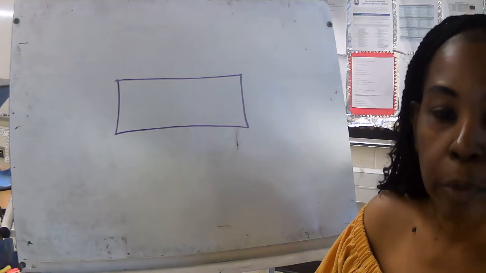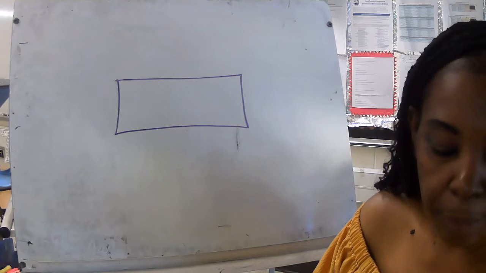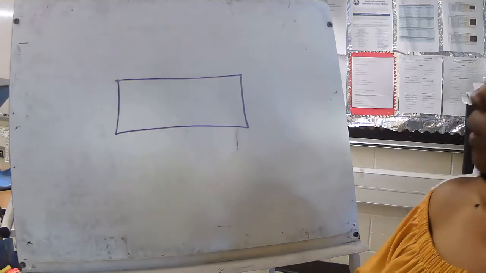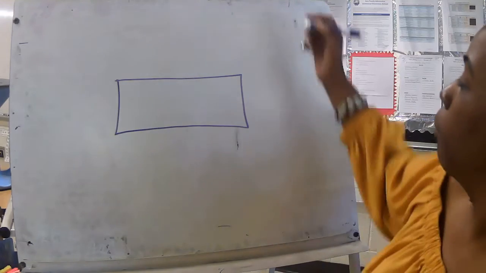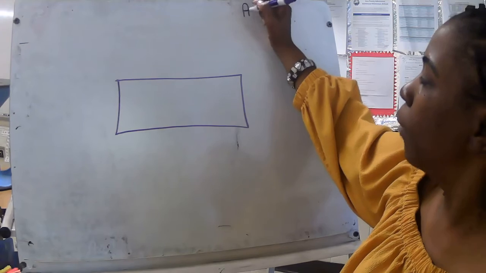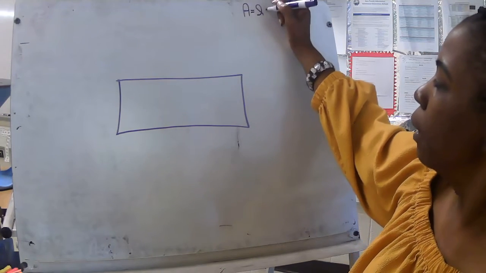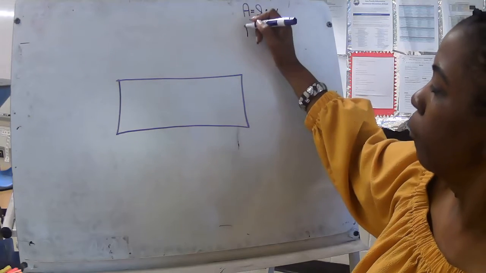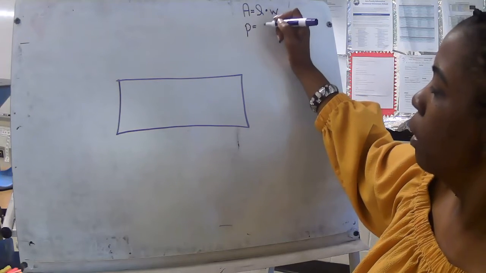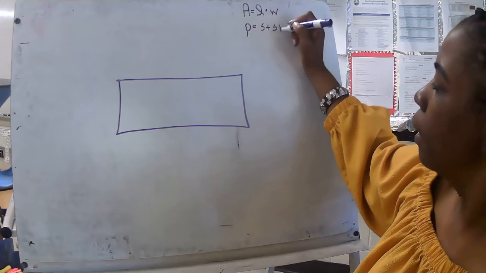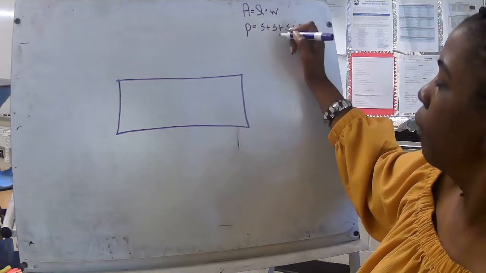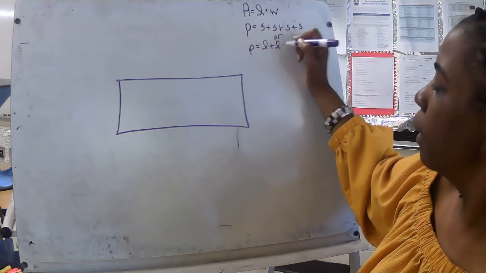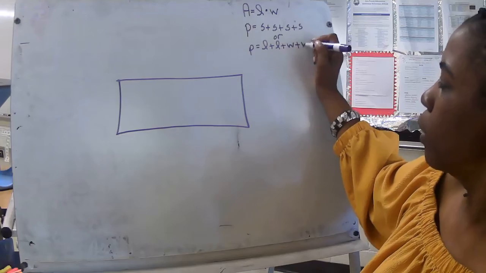We'll continue to work on area and perimeter, and embedded in that, of course, is our multiplication. So one thing we want to remember is our formulas that we've been talking about. The formula for area is length times width. And the formula for perimeter equals side plus side plus side plus side, or perimeter equals length plus width plus width.